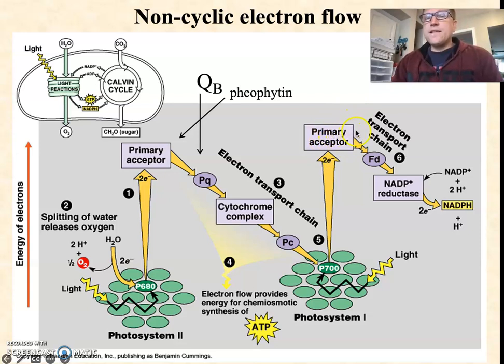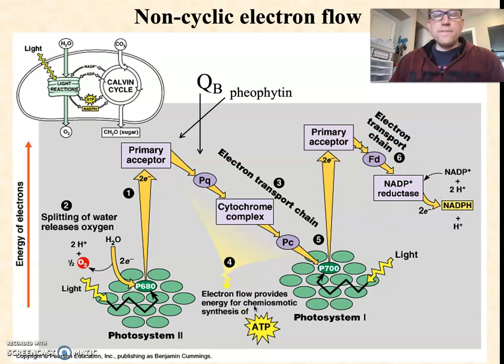It hands the electrons off through a series of carriers, including one called ferredoxin. And ferredoxin then hands it off to NADP plus reductase, which, as the name implies, reduces NADP plus by giving electrons to it, converting it to NADPH. And so the end result is photosystem 2 creates the ATP through chemiosmosis, and photosystem 1 generates NADPH. And we need NADPH and ATP to drive the Calvin cycle.